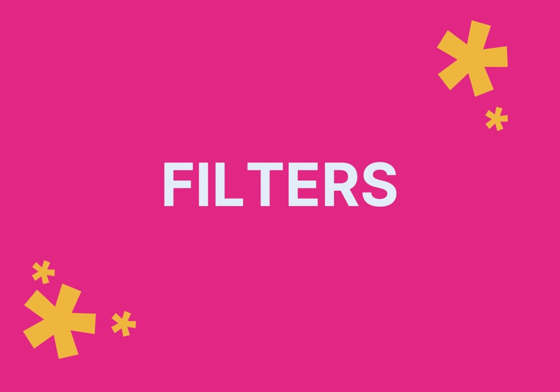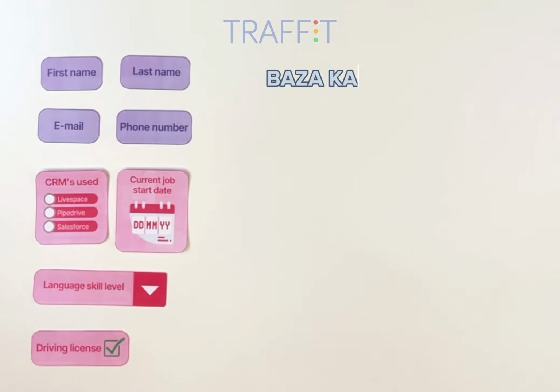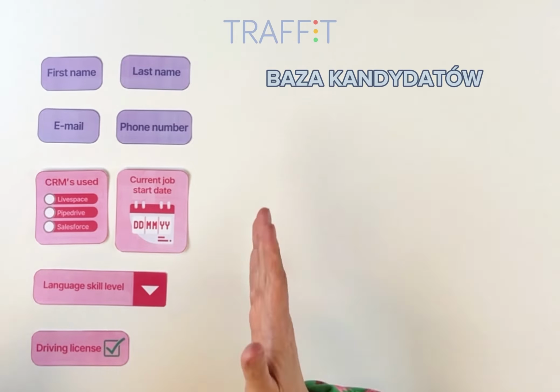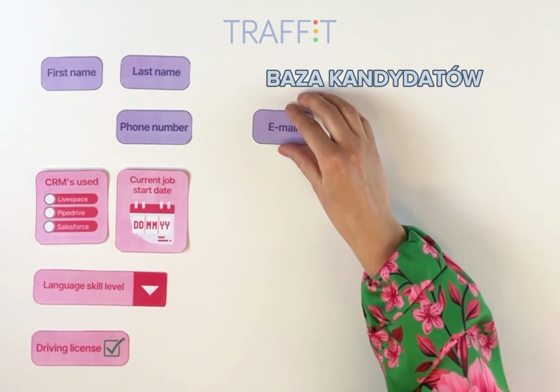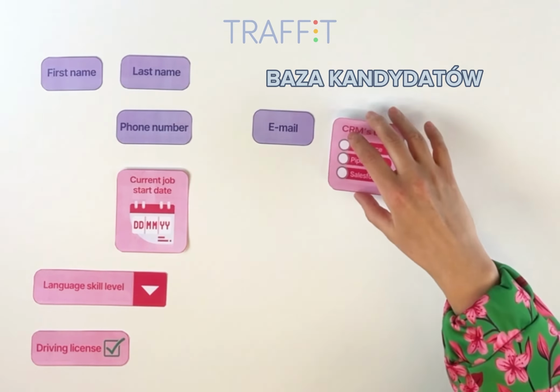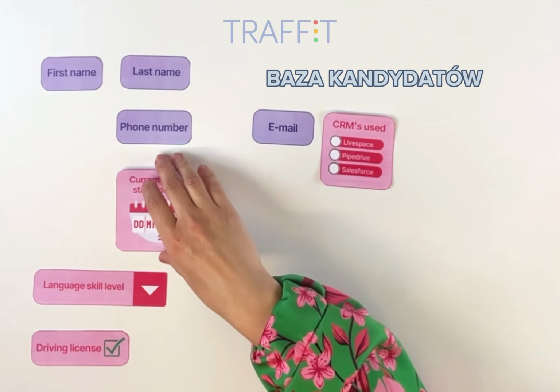Your talent pool is a real treasure. When deciding what fields you put on the candidates' profiles, you're also determining by what parameters you can filter it and what columns you can put on the list. I decided that at this moment I want to have the following columns and filters in my talent pool: email address, CRMs used, and current job start date.